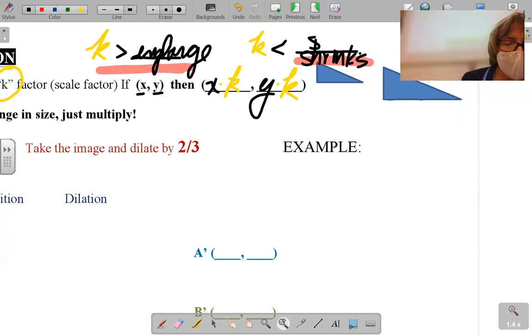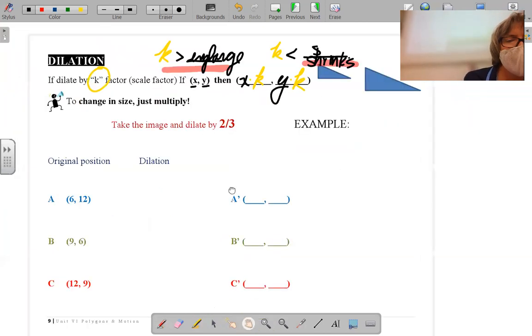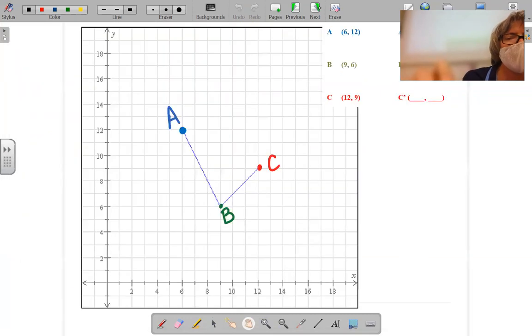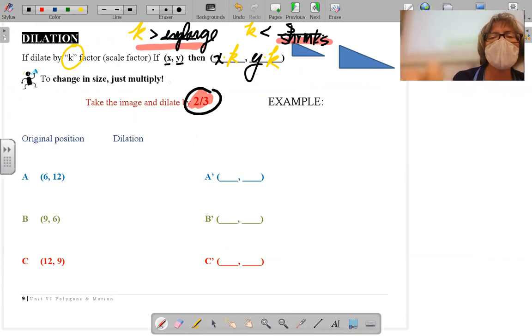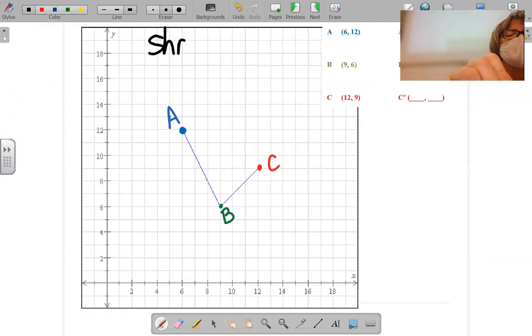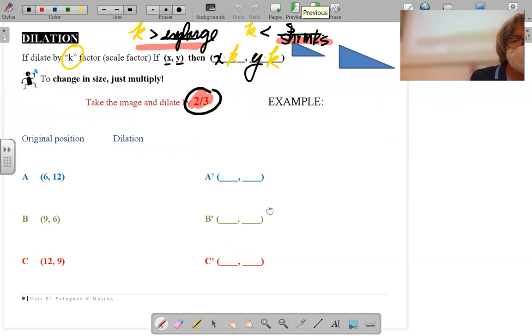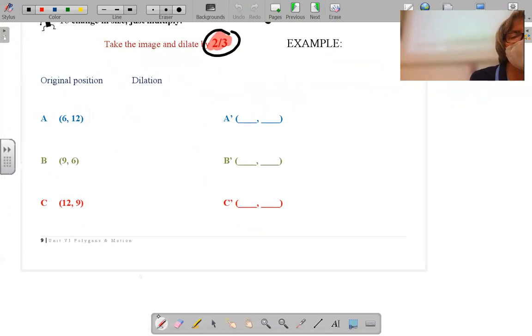So look at what we are going to do here, folks. We are going to take this image right here, ABC. We're going to dilate it by 2/3. So Mr. DeSantis, are we shrinking or enlarging? Shrinking. Okay, so right here at the top of the paper, just write, I'm going to shrink it. It's helpful to predict what you're going to do before you do it. So we have our coordinates, but I'd like you to put 6 and 12. You need a little bit of workspace, and you do not get to touch calculators, kiddos. I want you to learn to do this by hand.